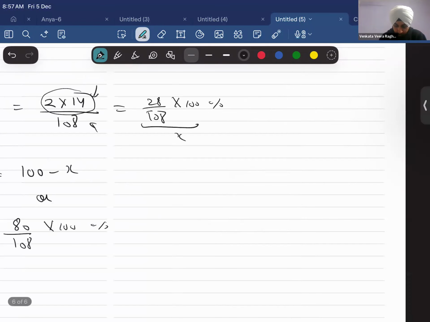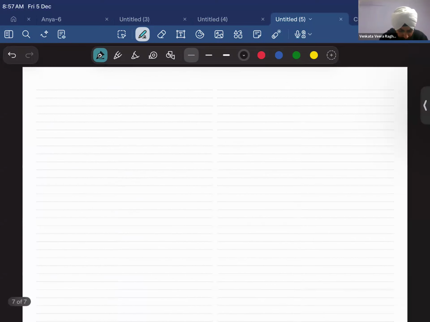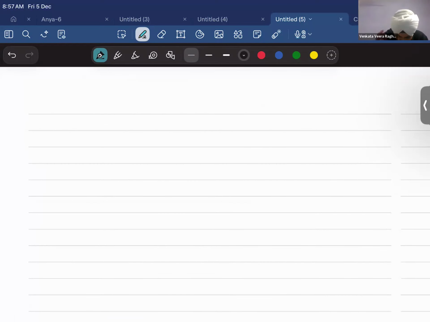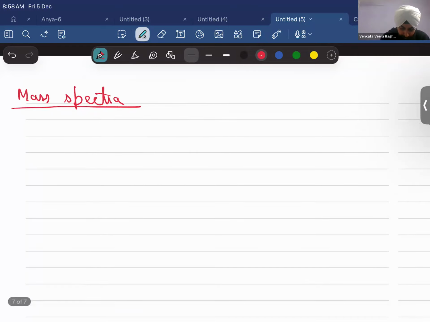I don't think there is any problem. Now let us move to a very, very important concept called mass spectra. What do you mean by mass spectra? For AP, this tells you two things.